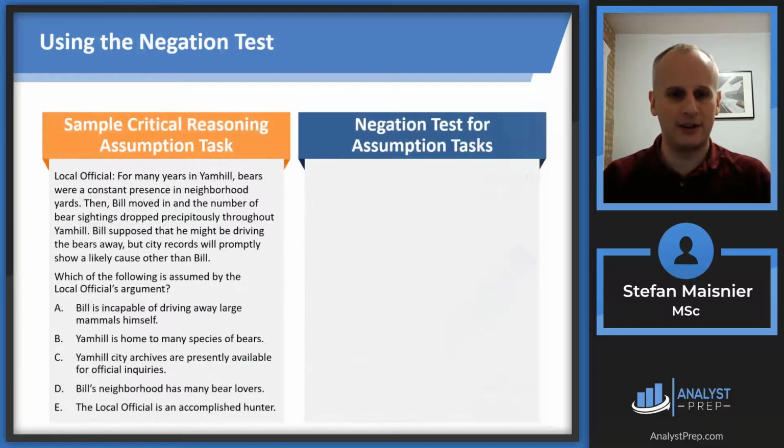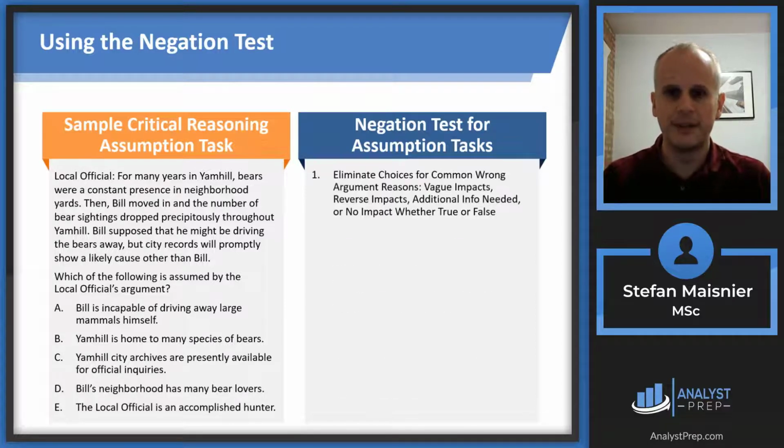So let's take a look at this negation test as it pertains to a sample assumption task from this local official's argument. So we've already read the argument, and the question is just asking which of the following is assumed by the local official's argument. So step 1 is to eliminate those choices for the common wrong argument reasons, so vague impacts, reverse impacts, additional information needed, or no impact whether true or false.